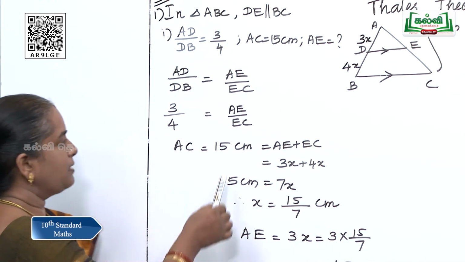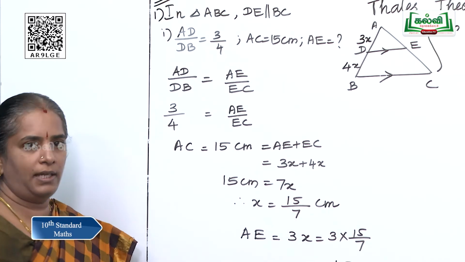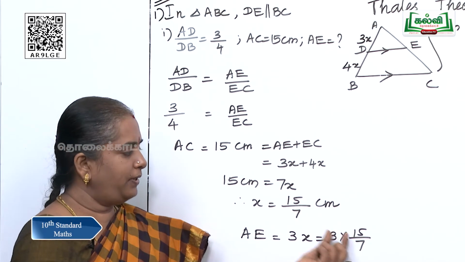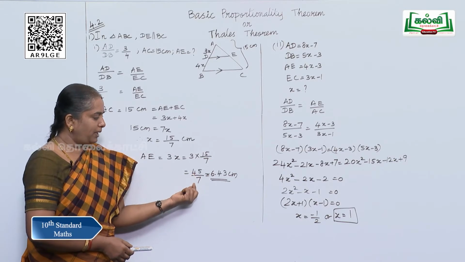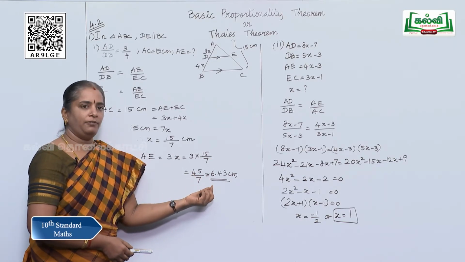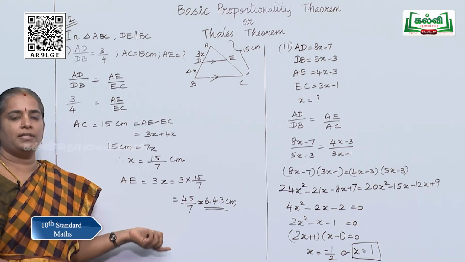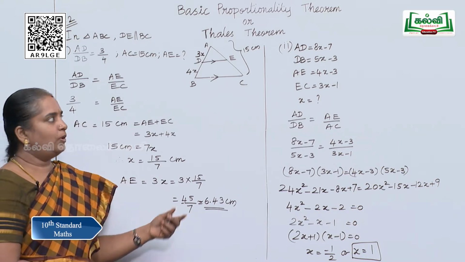Now we apply x to get the value of AE. AE is 3x, so 3 into the value of x. You will get 3 into 15, 45 by 7, approximately 6.43 centimeter. Can you understand this sum? Shall we move on to the next sum?